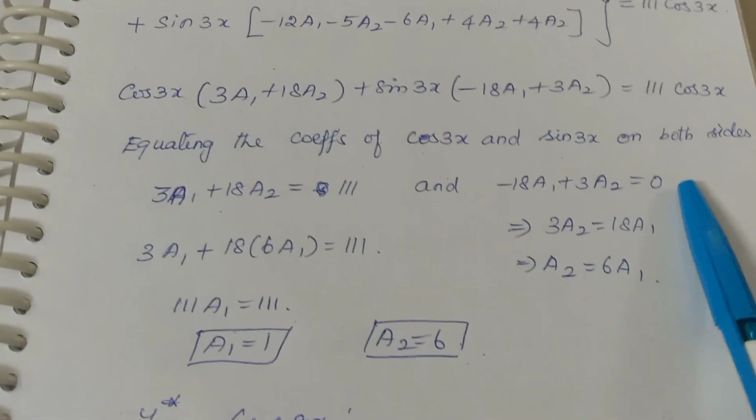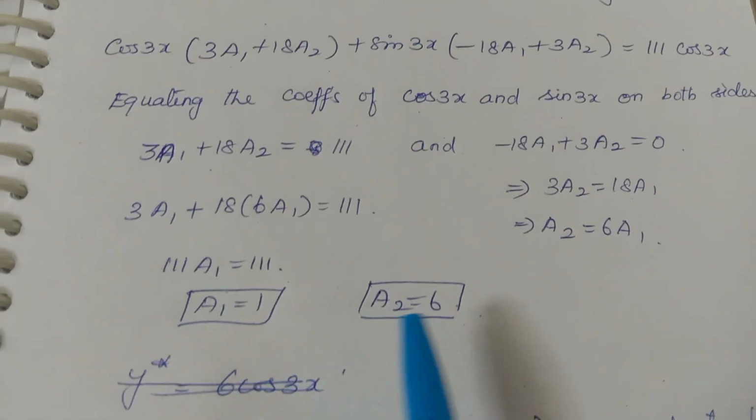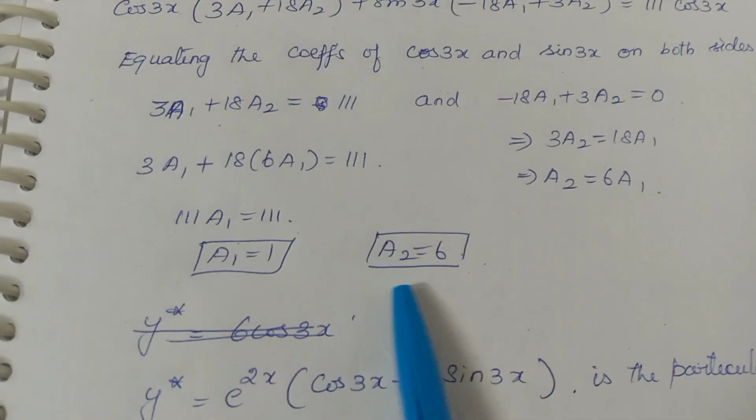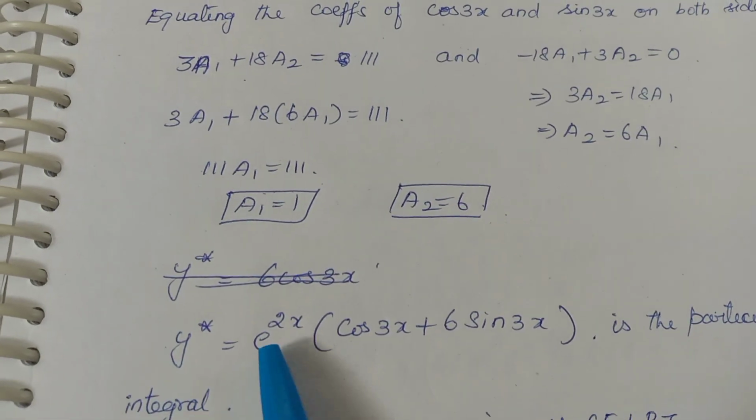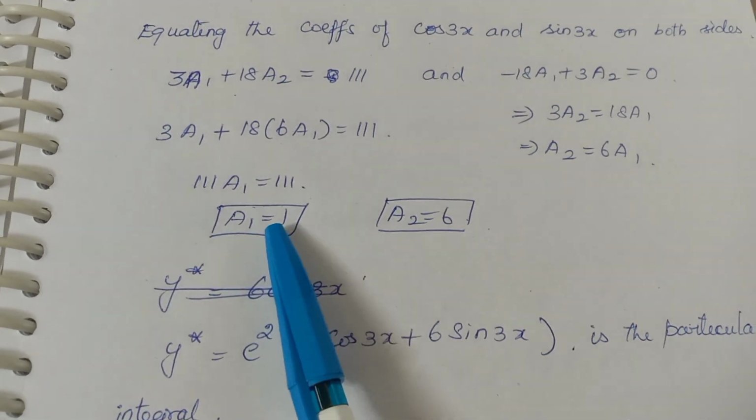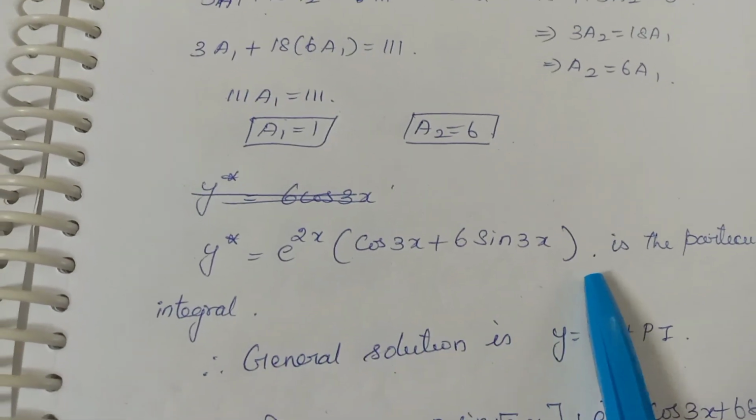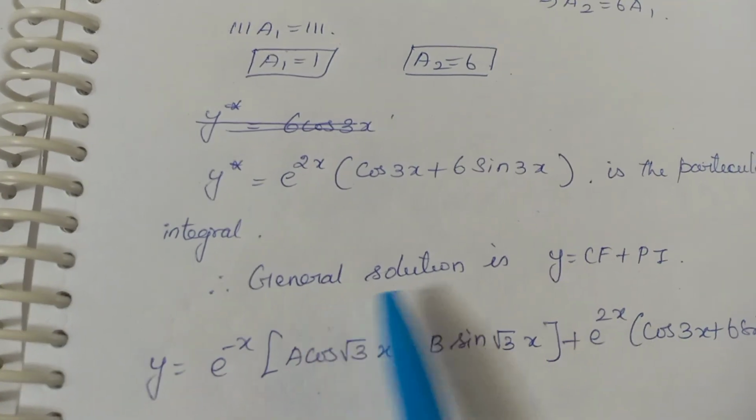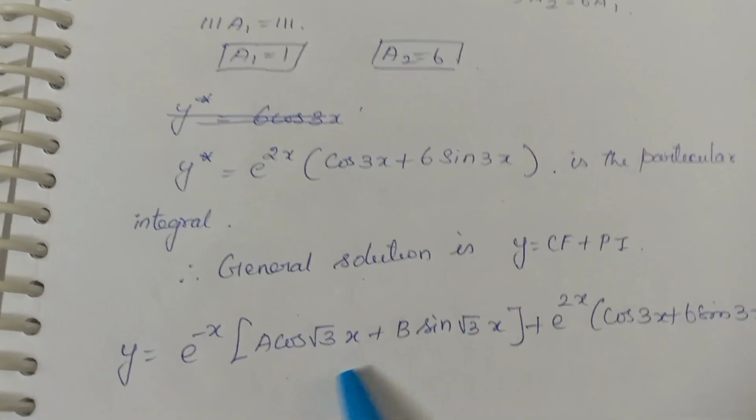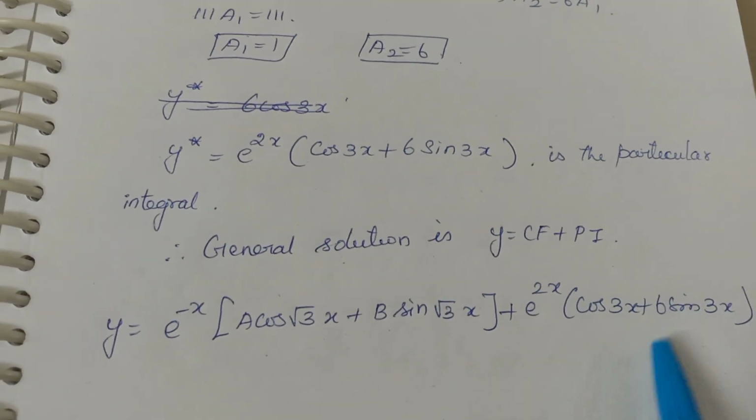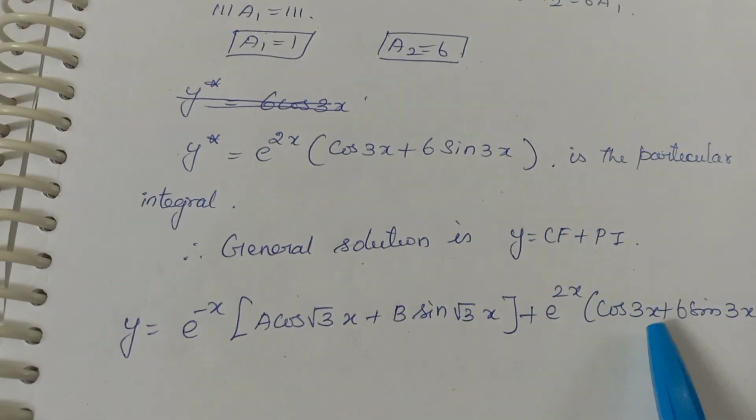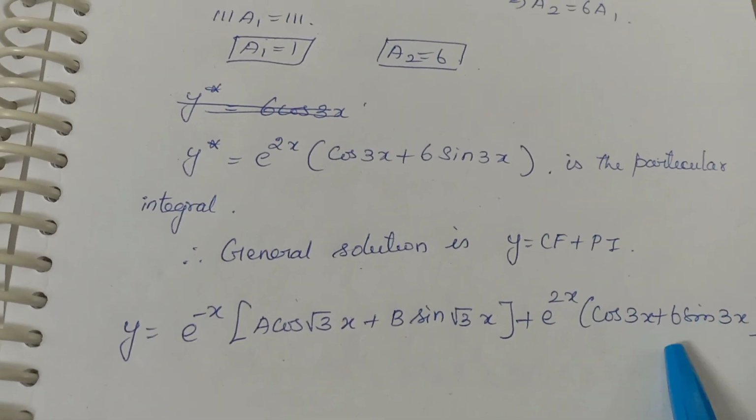When you equate it, I am getting a1 equal to 1 and a2 equal to 6. So what is the trial solution? y star is equal to e power 2x into (a1 cos 3x, that is 1 cos 3x, plus 6 sin 3x). So this is the particular integral, and finally the general solution is the complementary function plus the particular integral. So that's all. We found the particular integral for this problem by using the method of undetermined coefficients.